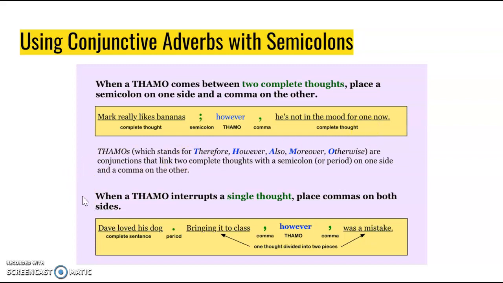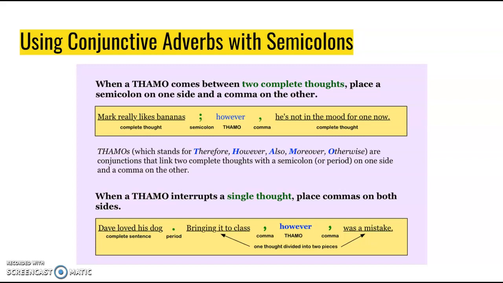Sometimes a conjunctive adverb or a THEMO interrupts a single thought. And if it interrupts a single thought, a semicolon may not be appropriate. So you have to include a comma on either side of it, such as Dave loved his dog, period, bringing it to class, comma, however, comma, was a mistake. So notice in the second independent clause, bringing it to class was a mistake. However here is interrupting that independent clause, so you would put commas on either side.